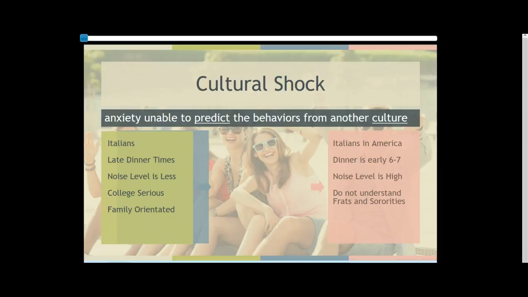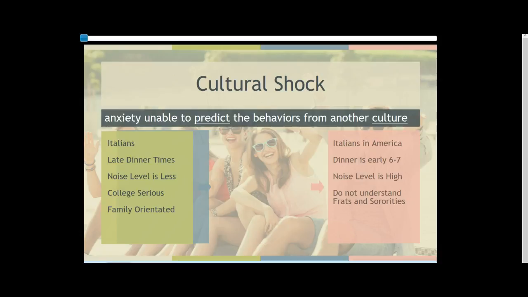Like Italians, they have late dinner times. They're quiet. College is very serious, very family oriented. Where like if Italians were in America, we usually have dinner early, very loud, lots of stuff going on, crazy world. They do not understand frats and sororities because we all know some of us, those first years of college were fun years to experience life and kind of figure out who we are and what we want to do and what our own values are for ourselves. And so that looks a little bit different for the Italians.